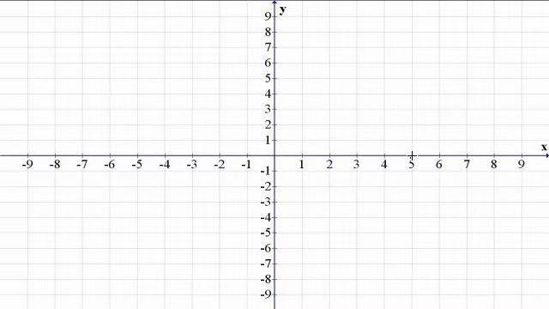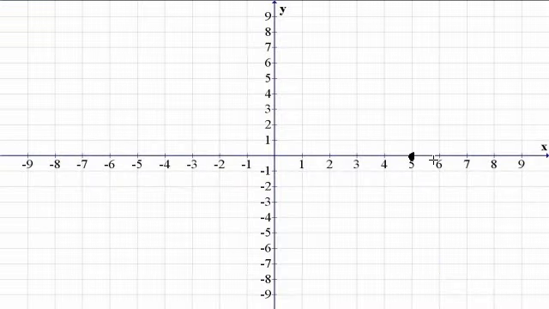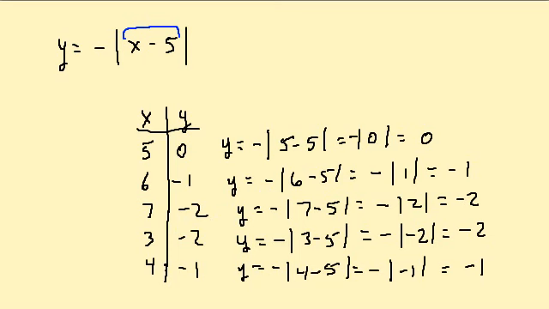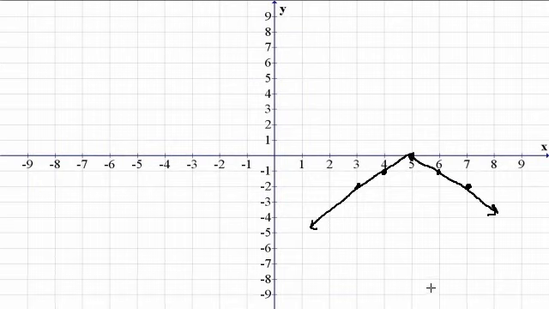And then y equals negative absolute value of 3 minus 5, which equals negative absolute value of -2. Absolute value of -2 is +2, and there's my negative sign in front, so -2. And then y equals negative absolute value of 4 minus 5, which equals negative absolute value of -1, which would give me -1. So I plot my points: 5, 0, then 6, -1 and 7, -2, and then 3, -2 and 4, -1. I connect the points, and there's my graph.